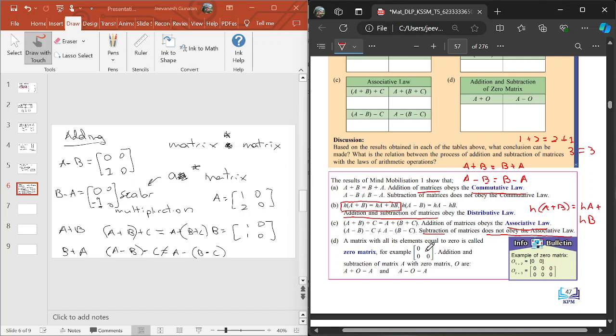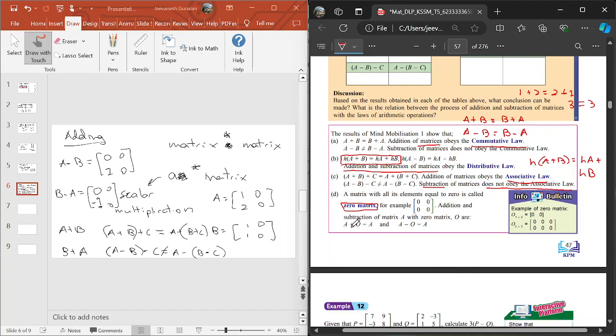And if all the elements in the matrix are 0, it's called a zero matrix, just so you guys know. By the way, if I add a zero matrix with any matrix, I will get the same matrix, because obviously if you take 1 and add 0, you'll get 1. Same goes for subtraction.